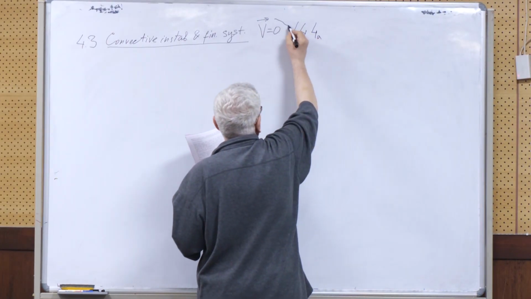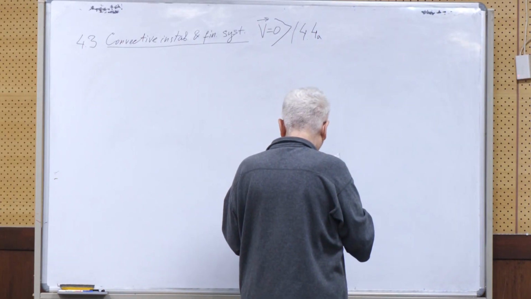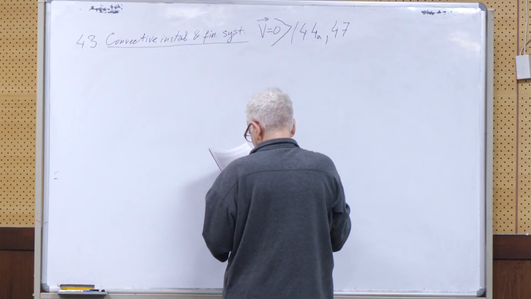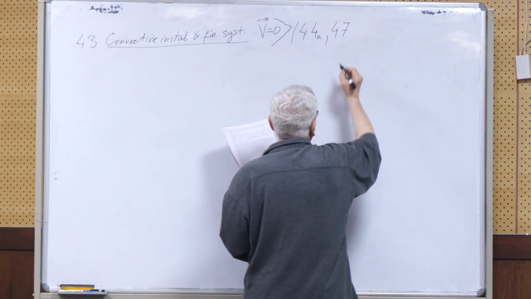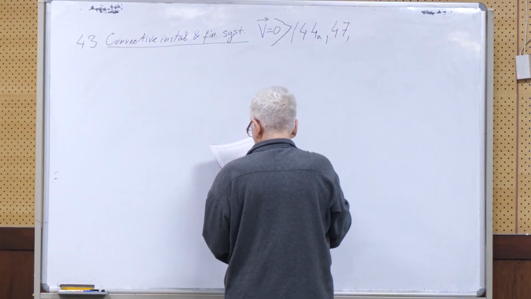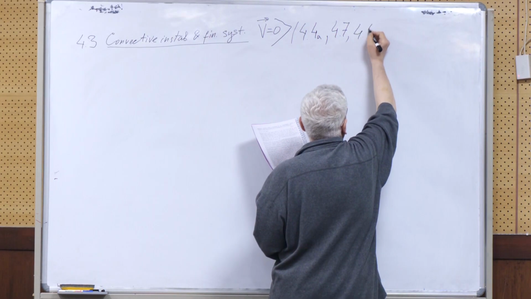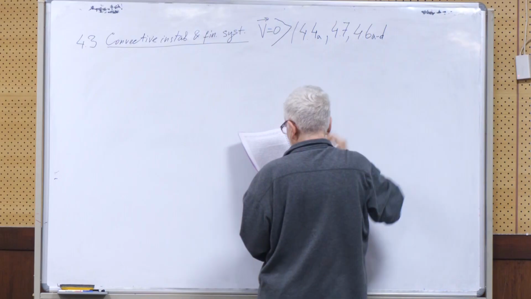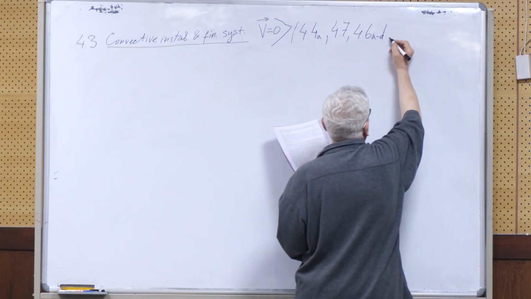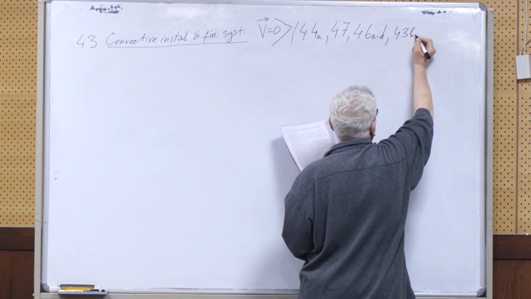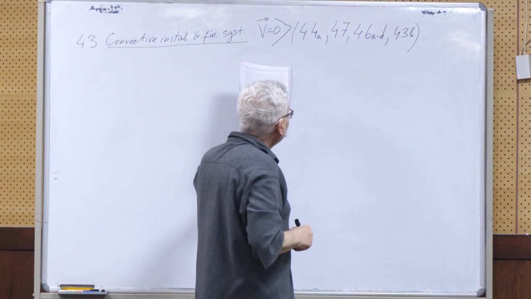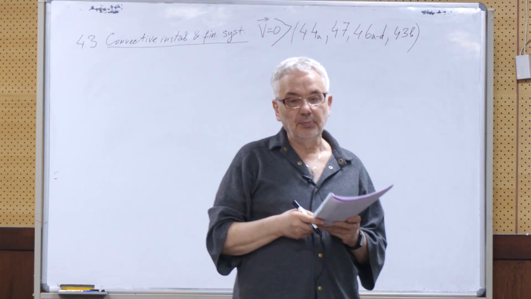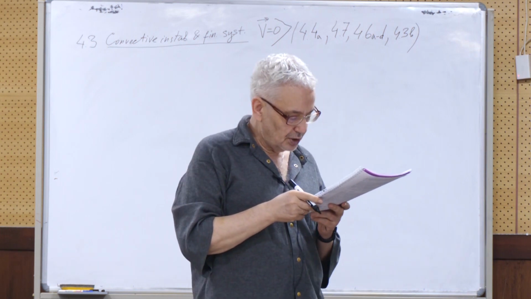So we apply this condition to the initial system, which consists of 4.4, 4.8, 4.7, 4.6 A to D, and also 4.3 B. We apply just this condition, and we look for the solution which further will be indicated by the zero index.